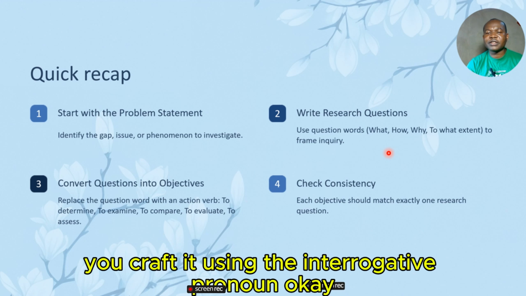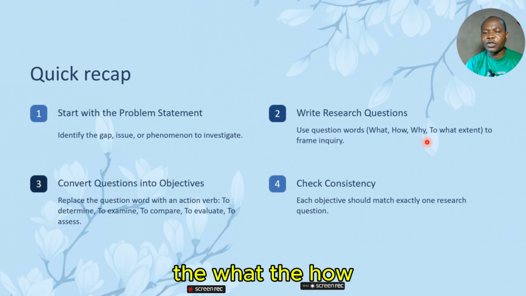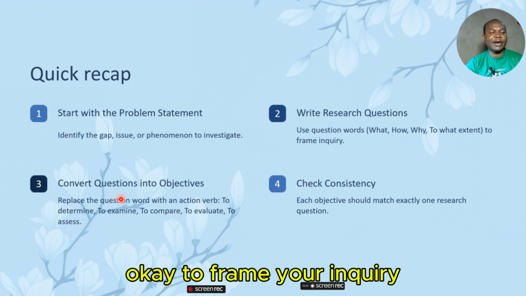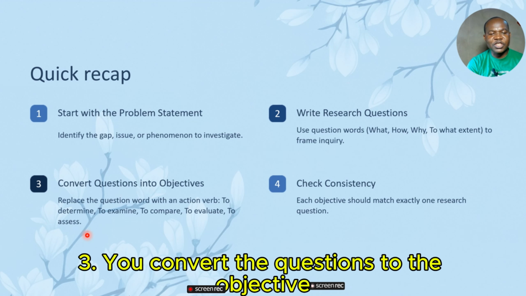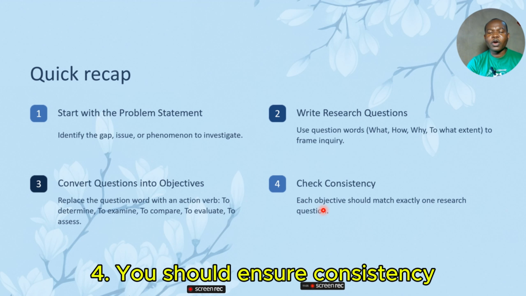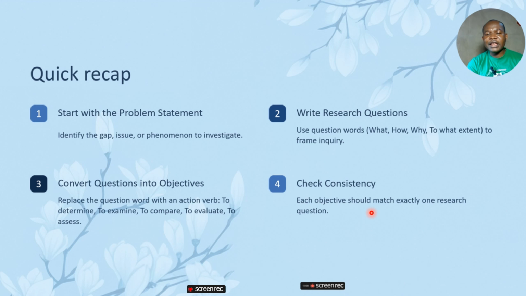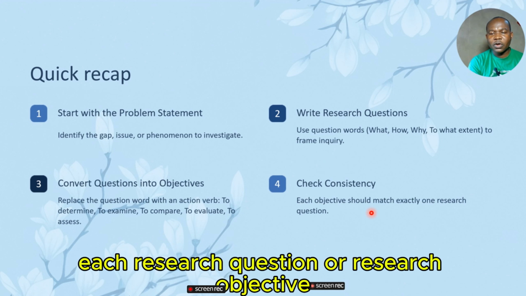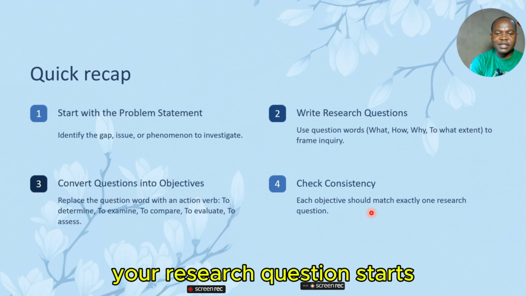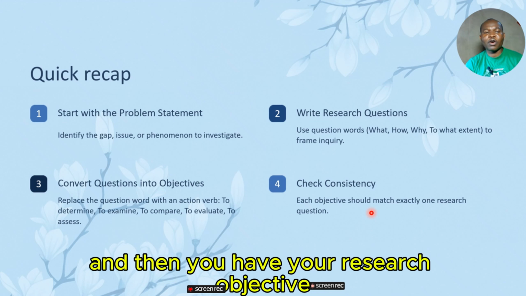You craft it using the interrogative pronoun, okay? The what, the how, the why, to what extent, okay, to frame your inquiry. And number three, you convert the questions to the objective. And number four, you should ensure consistency. Each research objective must synchronize with your research question. Your research question starts, and then you have your research objective.